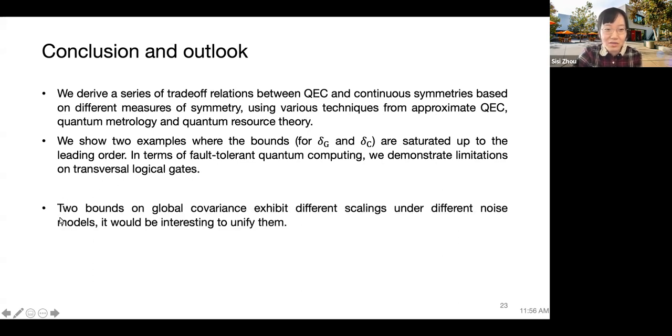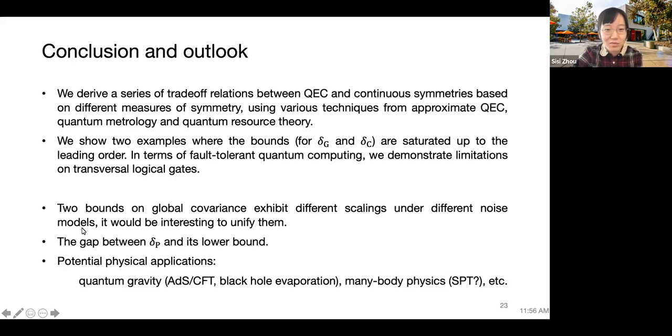So there are also some open questions. First of all, the two bounds on local covariance exhibit different scalings under different noise, so it would be interesting to find a way to unify them. Also there's this gap between the local covariance violation and its lower bound. And it would be interesting to explore the potential physical application of this trade-off between approximate symmetry and QEC, for example, in quantum gravity and many-body physics. Okay, so that's all. Thank you.